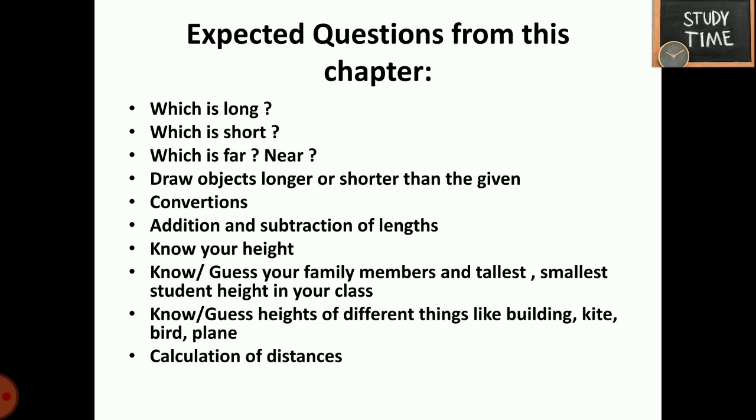Next, calculation of distances. One distance will be given, so you have to find other distances. Those types of questions you can also expect in this chapter.